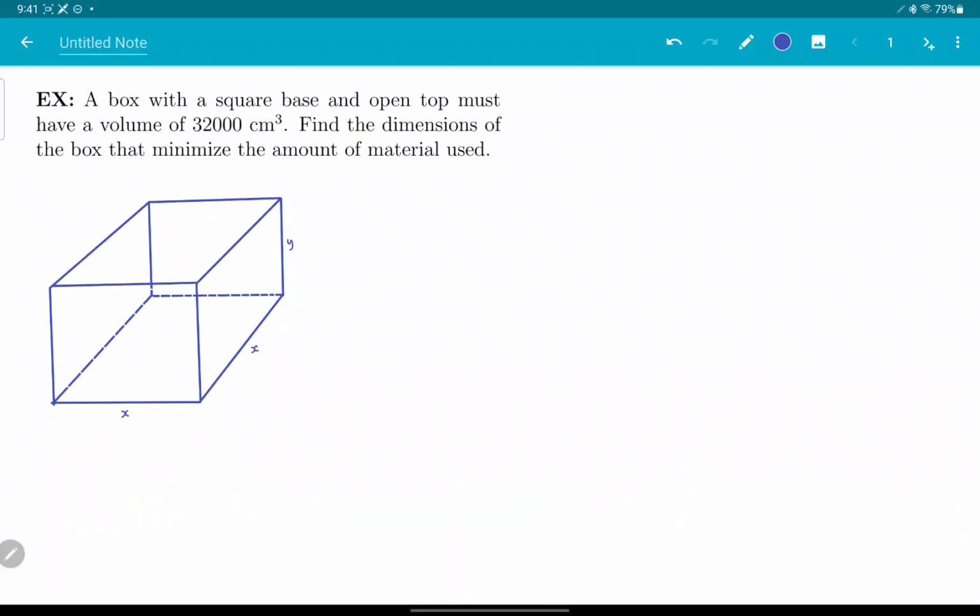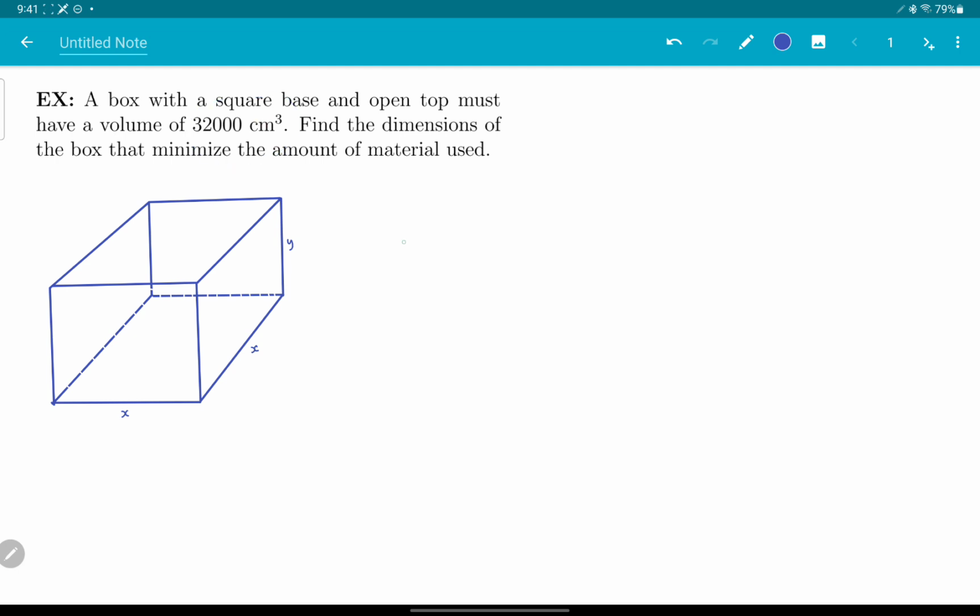Okay, pause and copy, and give this a try if you want to. But if not, I will start the solution right now. Two equations. What are the equations? Looks like we have a volume equation.